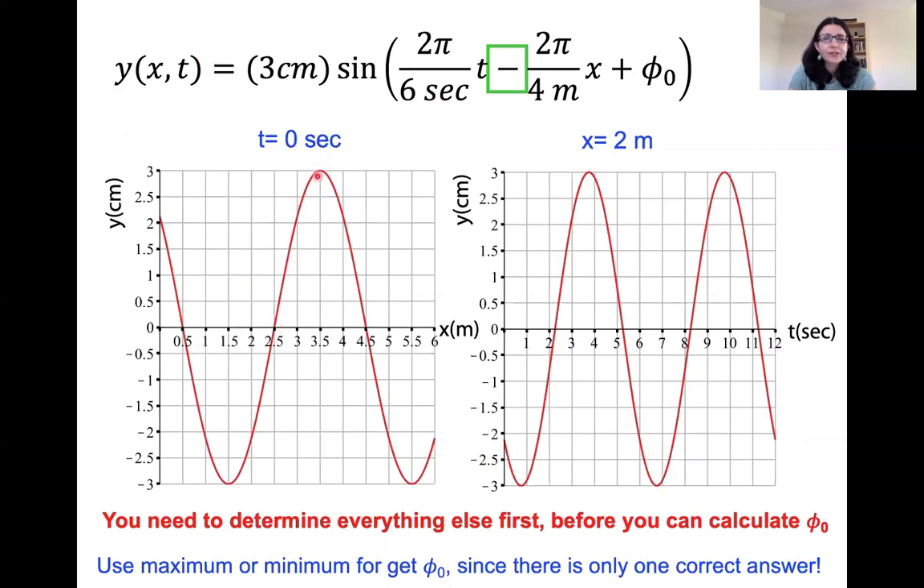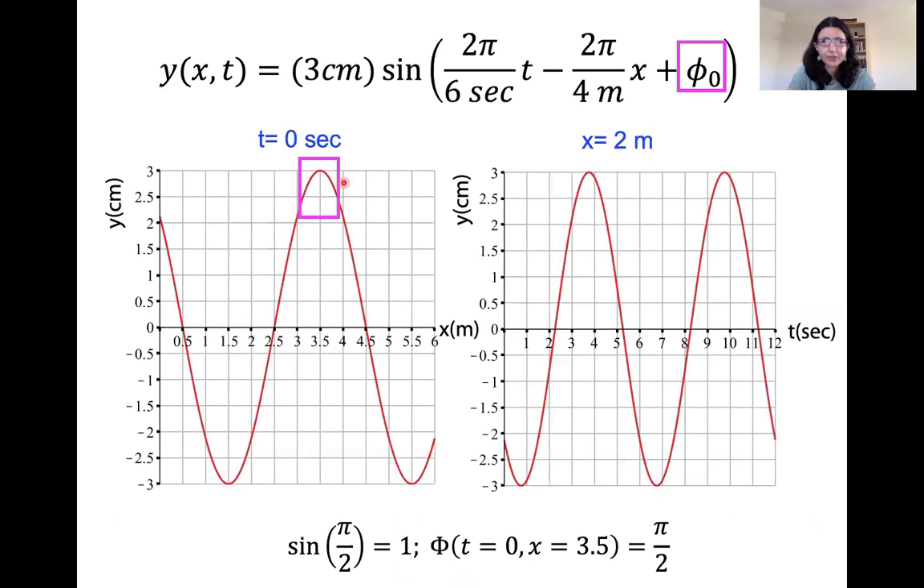So for this to not be ambiguous, it is best to always choose either a maximum or minimum point to work with, because we know that, for example, if we found a maximum point, it's only sine of pi over 2, and that gives us that value. So that's exactly what we're going to do.